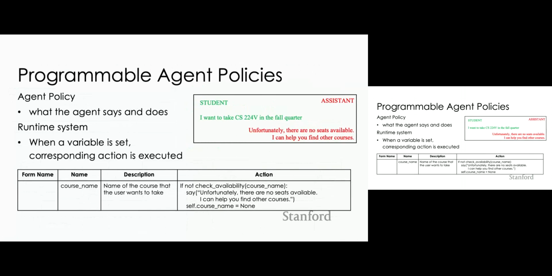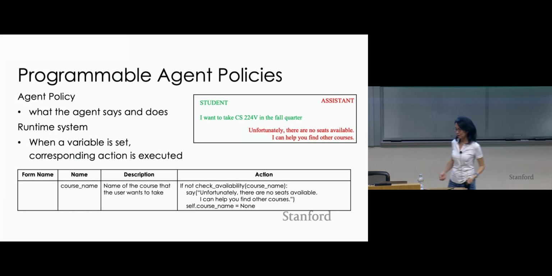Then you can decide what the agent does, okay? So, for example, when you declare a variable like course name, suppose the user says, I want to take 224V. At that point, whenever this course name is available, you can associate an action with it, because this is what the agent is going to do.